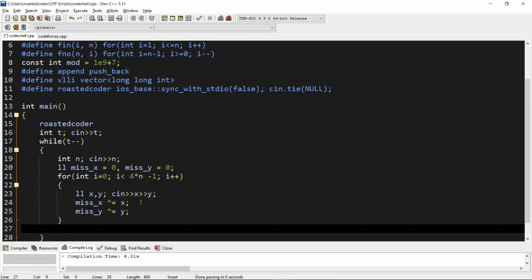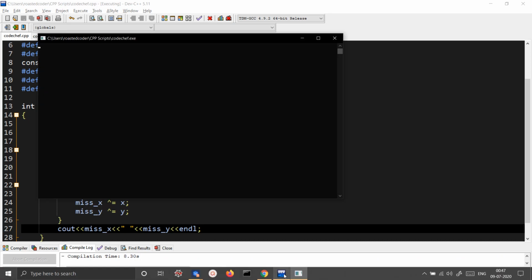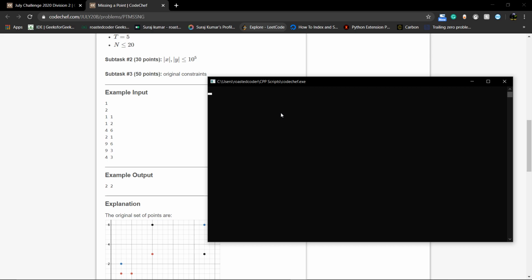And now we can print our solution: missing x and missing y separated by a space, and a new line for each test case. So now let's run our code. And now take the example input. So this is one test case and two rectangles.